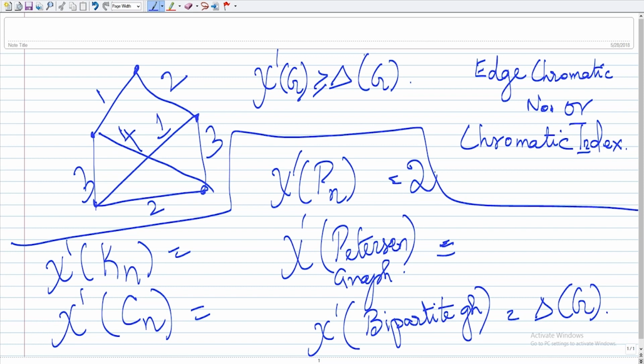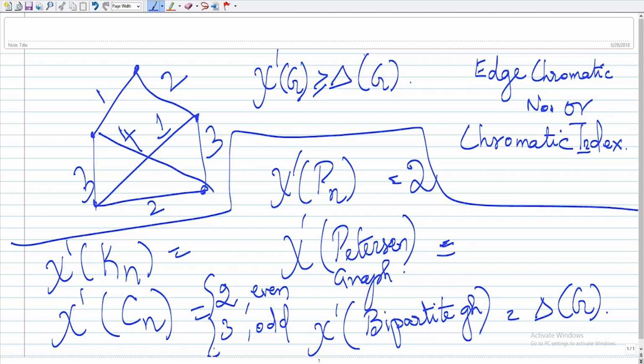What about Cn? Cycles. 2 or 3, same as before, right? It's either 2 or 3 depending on even or odd. Right?